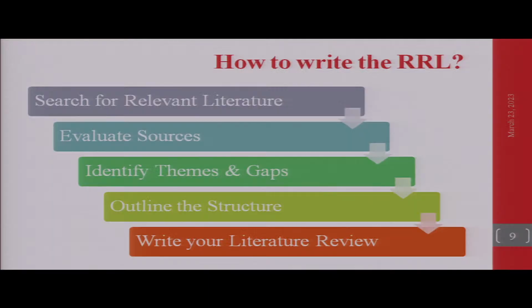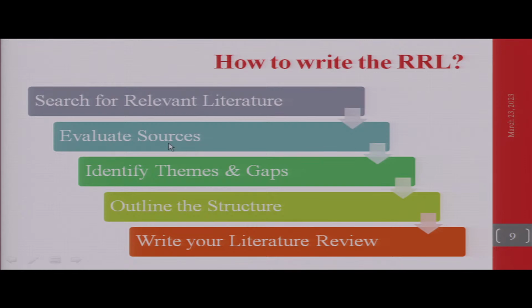Now, let me focus very briefly on how to write the review of related literature for your master's dissertation in MA Education. Let me point out some of the steps. First is to search for relevant literature. You have to use different sources and search for the relevant literature which is really related to the themes, the topic, and the problem that you have selected for your study. And further, evaluate the sources.